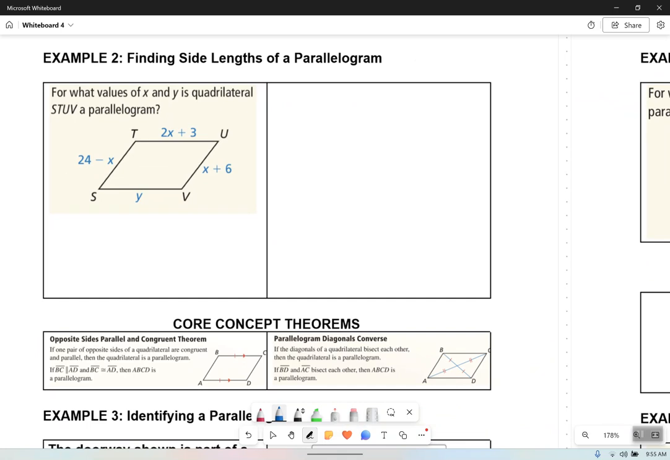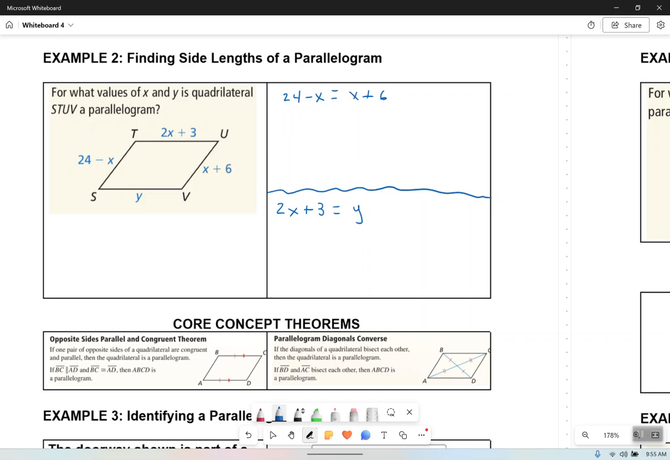We would have to say 24 minus x equals what, kids? And I'm going to put a little line kind of right here. What other equation could I write here in terms of equal sides if that indeed is going to be a parallelogram? Okay, are you with me on that?